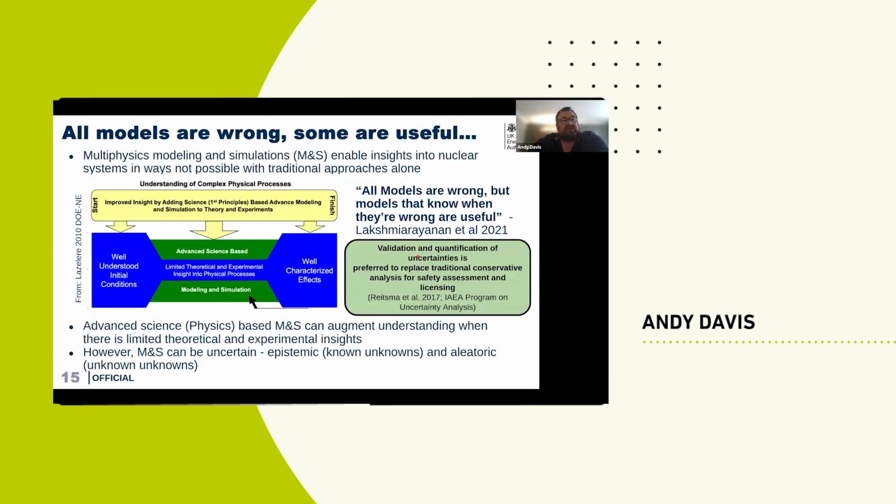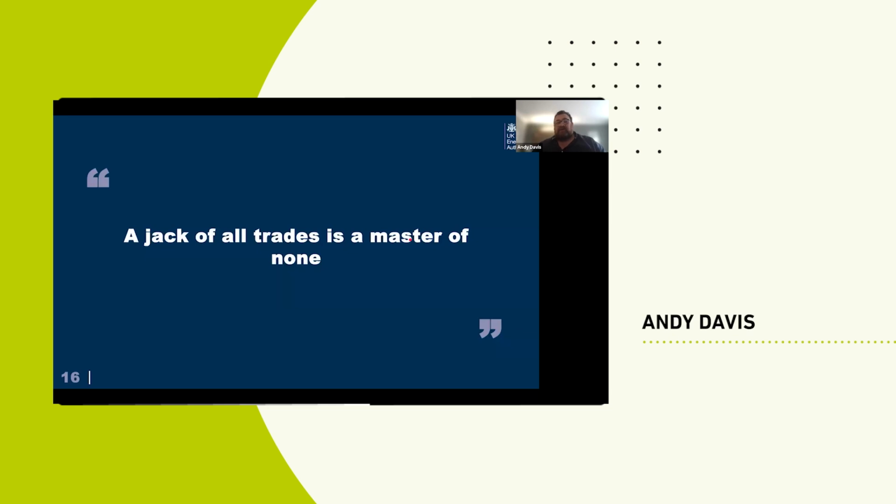So what we propose is to use detailed multiphysics modeling and simulation to give us insights that wouldn't be possible through traditional approaches. So by basically wrapping what you would normally do with advanced science and modeling and simulation and first principles theory, we can fill some of the gaps. However, there will be some uncertainty and there will be some unknown unknowns. And one of the ways to address that is by adding in more physics, and I'll talk about that more in a moment. So I'm sure you all are aware of the phrase, a jack of all trades is a master of none.